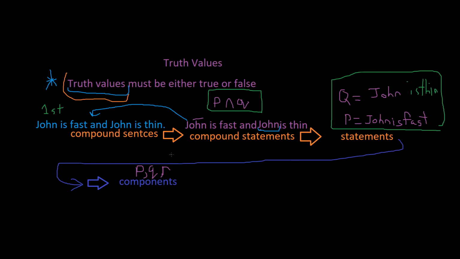So they go hand in hand, right? If I want to make up a sentence, I use P, Q, and R. And then I come up here and I make my statements. So John is thin, John is fast. And then I can put them together, compound statements. And from there, I'm going to have a compound sentence, right? Because I could say John is thin and John is fast, right? Remember that rule that we're talking about? What do you call it? I'll tell you right now.